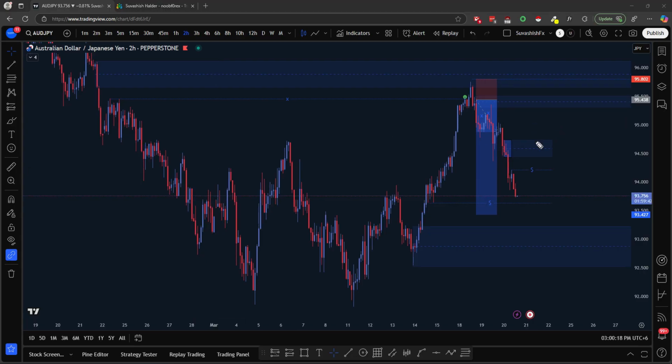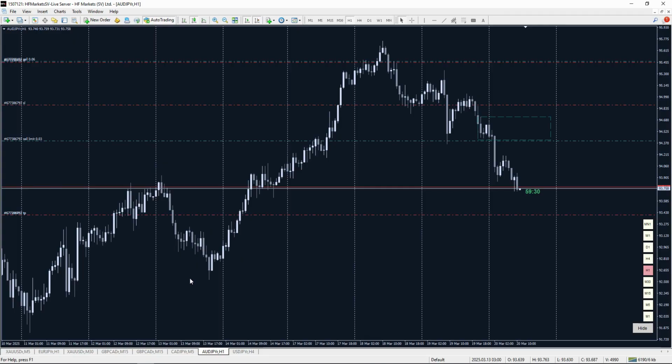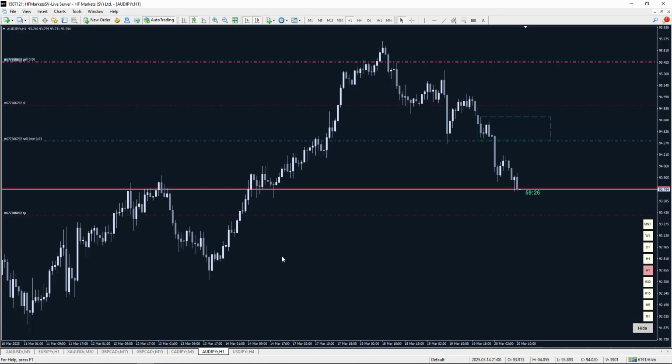Okay, and in here you can see I also marked another supply zone. Okay, so how do I find this supply zone? Let me go to the MT4. Let's remove the period separator. Okay, now very simply you can see that's our high, the recent swing high.